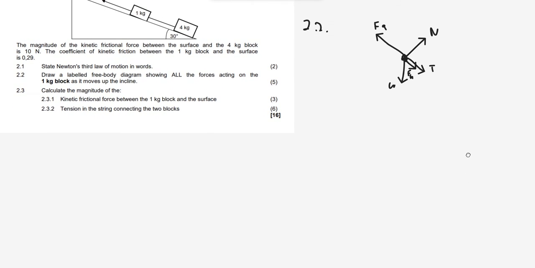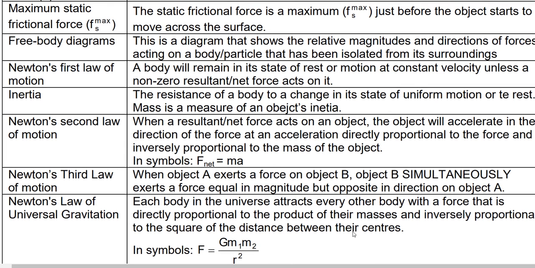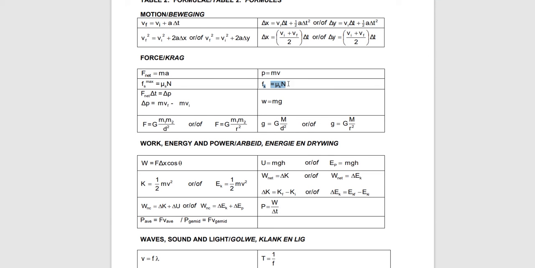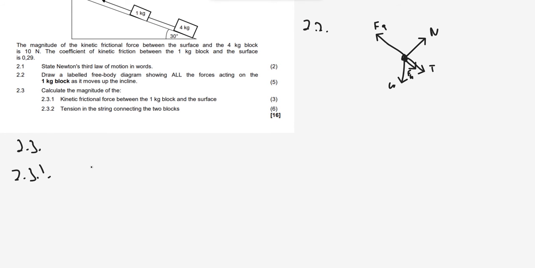And then 2.3, and then 2.3.1. We are required to calculate the kinetic frictional force between the 1 kg block and the surface. And remember that I said we are allowed to use our formula sheet, so this is the formula that we are going to use. Fk is equal to the coefficient of kinetic friction times normal force.